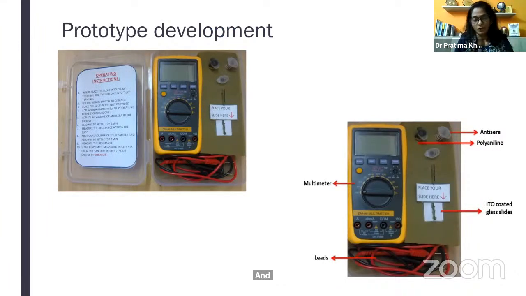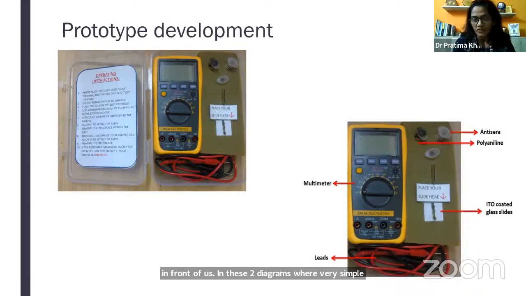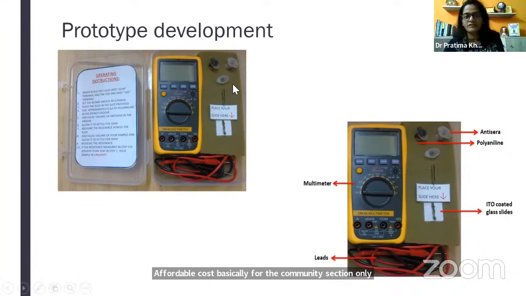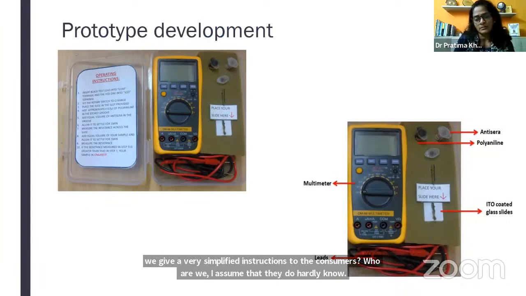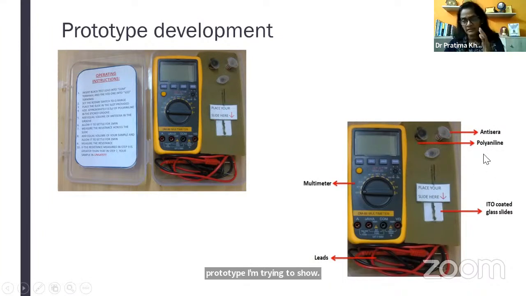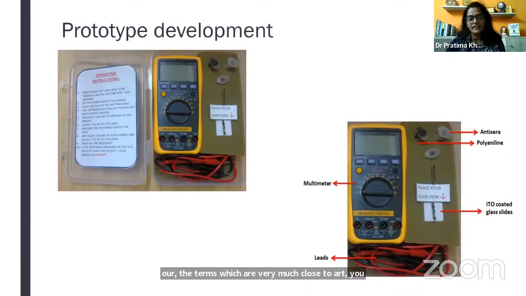Very simple. This is a prototype, not at all very good to look at. Affordable costs, especially for the community section, only 800 Indian rupees, including the multimeter which is housed, and some basic reagents, which certainly we have revealed in the patent. And we give very simplified instructions to the consumers, who we assume hardly know, in English, and eventually in multiple regional languages was the plan. This is the first prototype I'm trying to show. These are our areas, this right-hand side has terms very close to our terminology. We were trying to show it, and we could do it also.